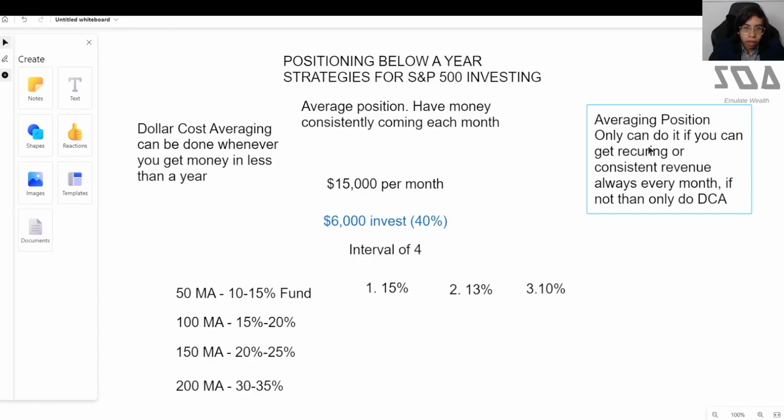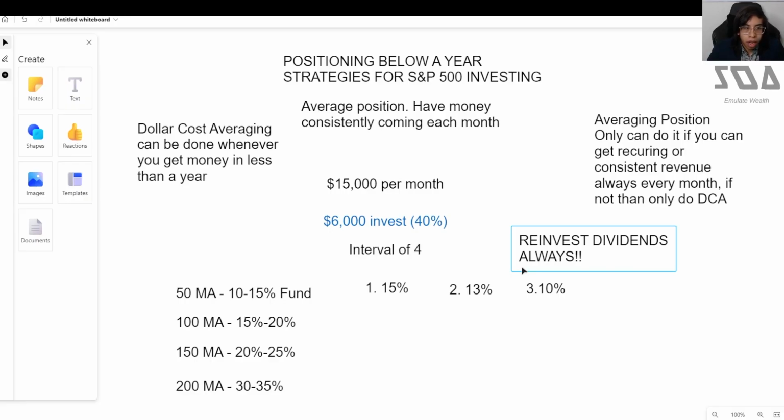Also, always reinvest dividends. So if you bought a position, you should enable it. It's called DRIP. Make sure your DRIP is on, right? Remember, it means dividend reinvestment program. That's all it means. So we've basically already covered all the types of investing that you can do below a year.